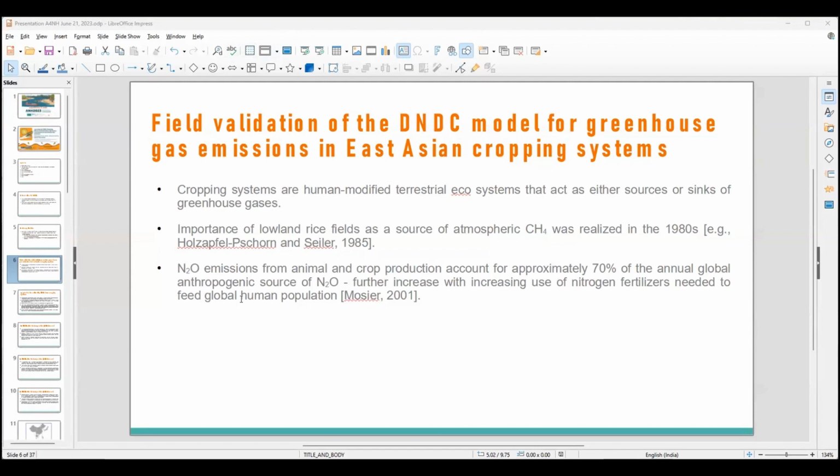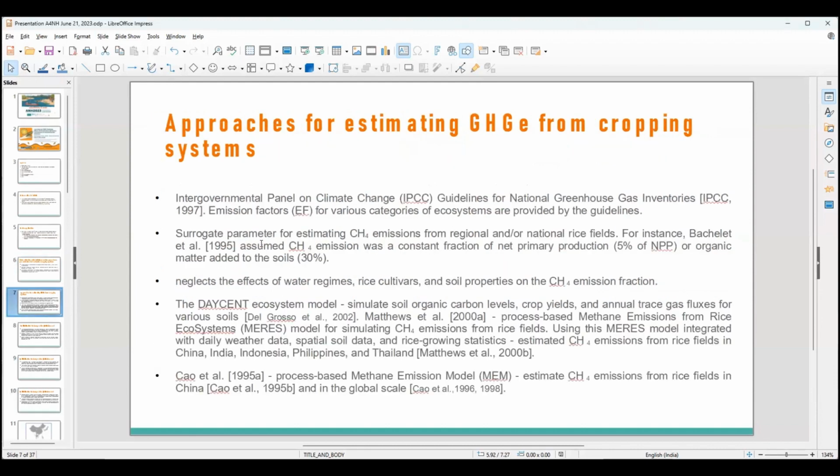Now, the importance of lowland rice fields as a source of atmospheric methane was discussed in the 80s. Nitrous oxide emissions from animal and crop production approximately account for 70% of the annual global anthropogenic source of nitrous oxide, and it increases with increasing use of fertilizers for feeding the growing global population.